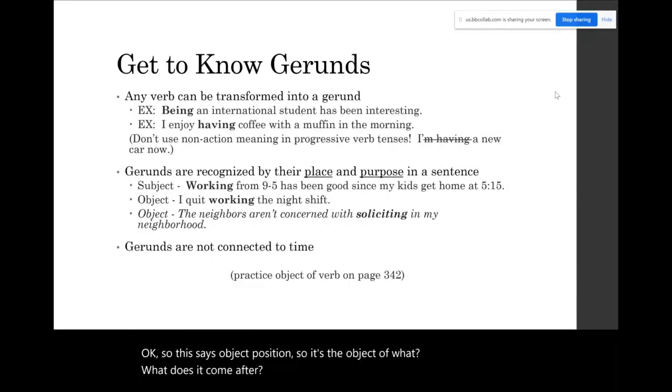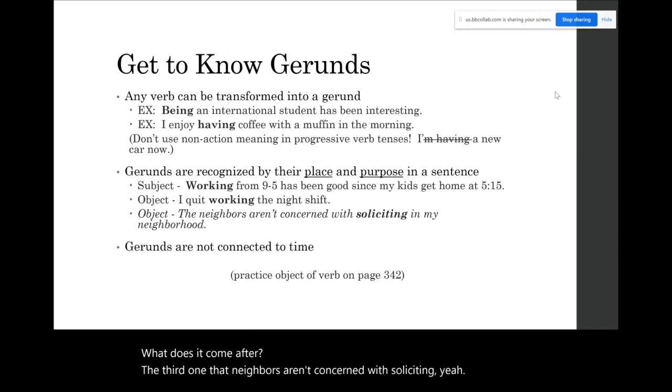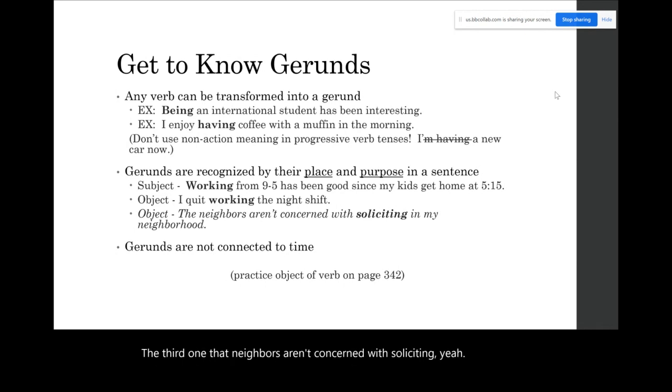The second, third one. The neighbors aren't complaining. That comes in preposition of object. I don't know. Let me just say object position. It's neighborhood. Yeah, that's correct, Imani. Very good.